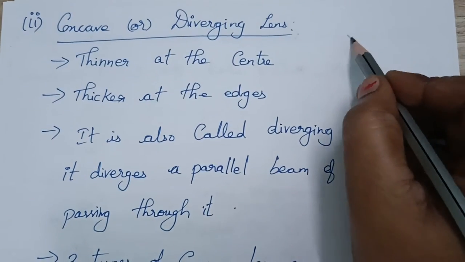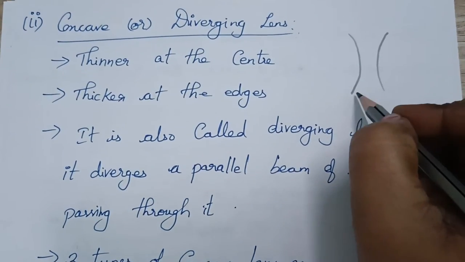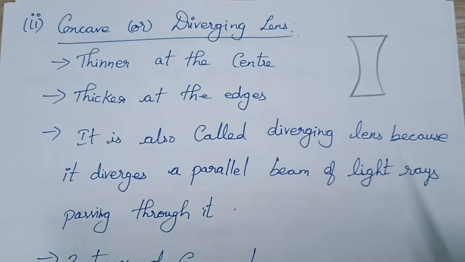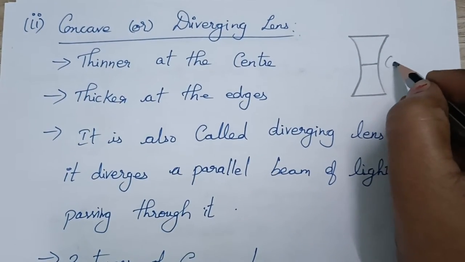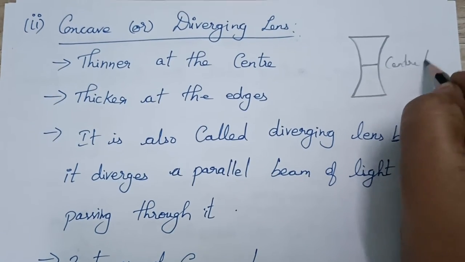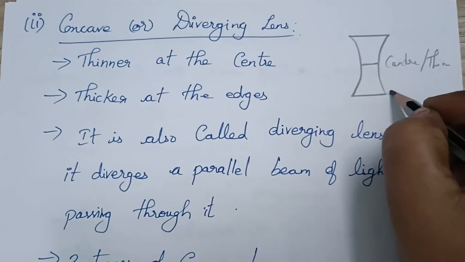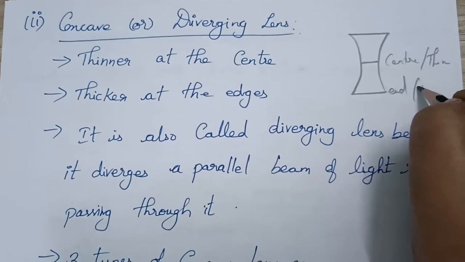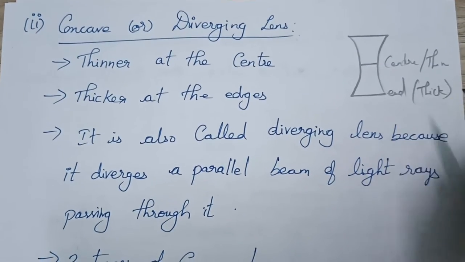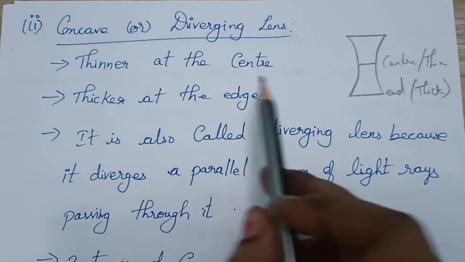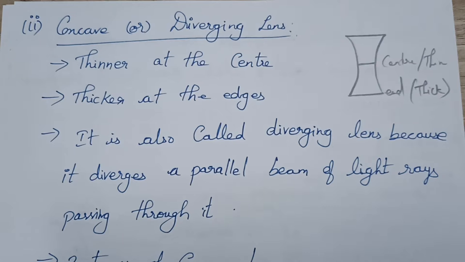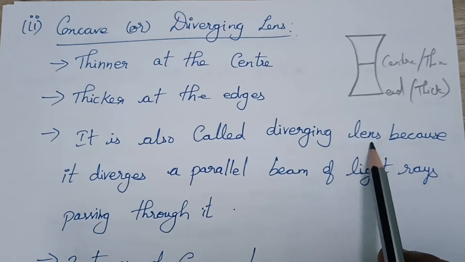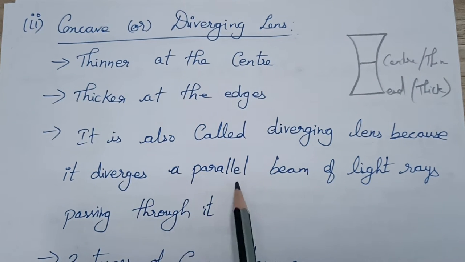It is thin at the center and thicker at the edges or ends. So see, here it is thin at the center. At the ends or at the edges, it is thick. The lens which is thinner at the center and thicker at the ends or edges is called a concave lens. It is also called a diverging lens because it diverges a parallel beam of light rays passing through it.